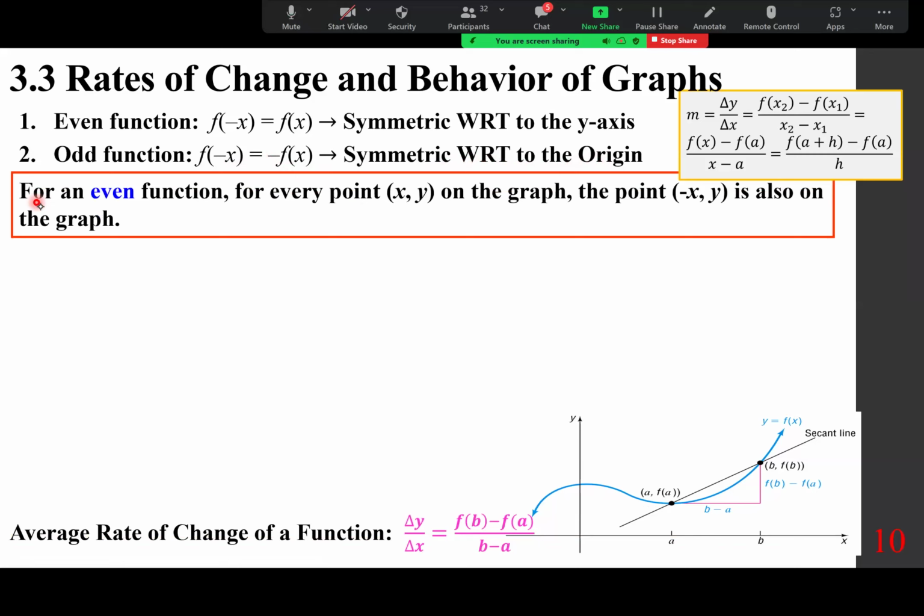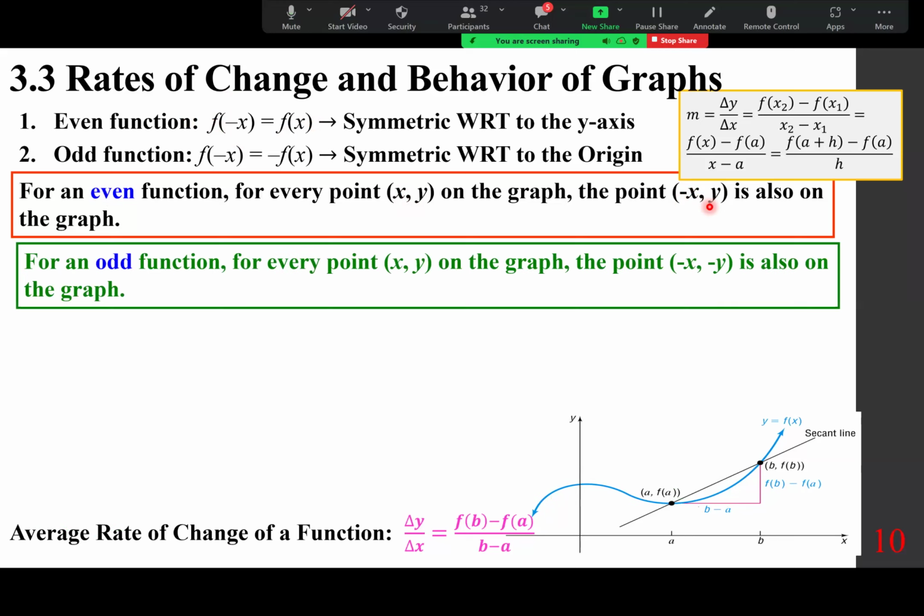For an even function, for every point parentheses x, y on the graph, the point parentheses negative x, y is also on the graph. So when we look at an even function, f of minus x is f of x. And if a pair belongs to it, the opposite of x, minus x, with the same y also belongs to it. Go ahead, please.